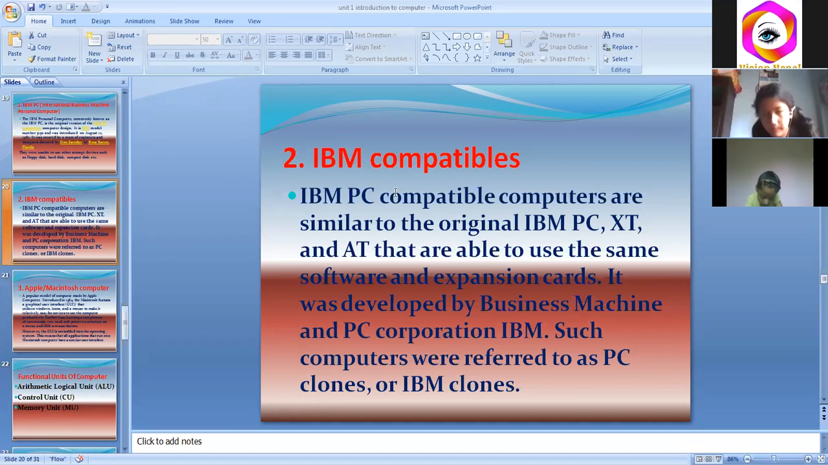Between what? Between the IBM PC and IBM compatibles. And here, the expansion card was developed by Business Machine. Firstly, IBM compatibles were developed by International Business Machine Corporation, IBM. Okay, and such computers were referred to as PC clones or IBM clones.